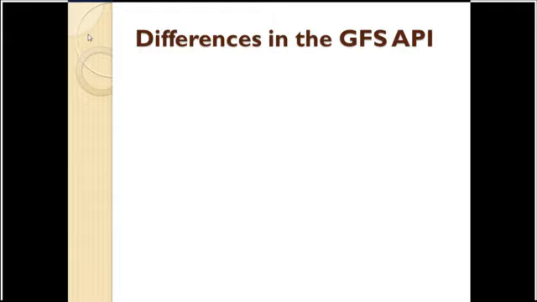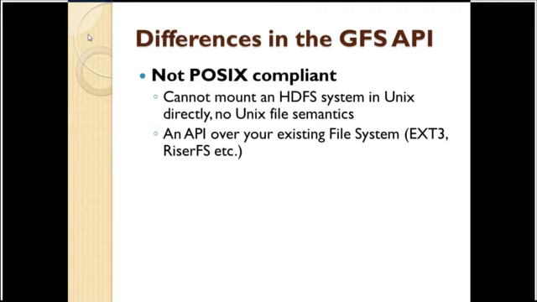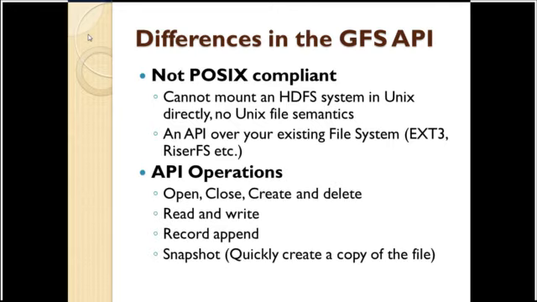Differences in the GFS API: it is not POSIX compliant, so you cannot mount a GFS system in Unix directly, and there are no Unix file semantics. It is an API over your existing file system. API operations: open, close, create and delete, read and write, record append, and snapshot. Snapshot quickly creates a copy of the file.